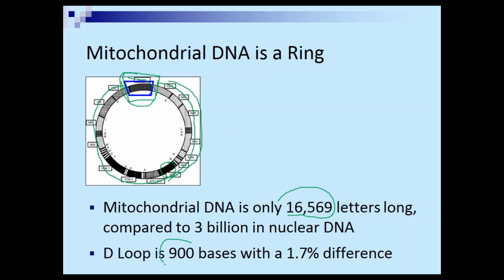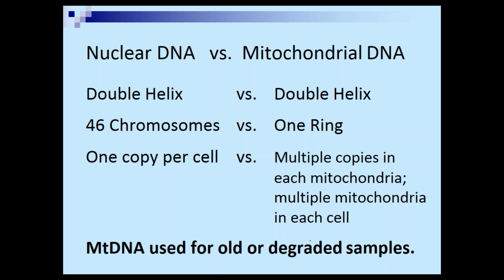I mean, we're talking 900 bases in the D-loop, only a 1.7% difference. So if I compare my mitochondrial DNA to Sarah's mitochondrial DNA, we might have like 18 base pairs that are different or something like that. Okay, so it's not going to be a lot. And it could be significantly less than that. All right, so nuclear is the double helix, mitochondrial is the double helix. Nuclear is 46 chromosomes, mitochondrial is just that one ring.